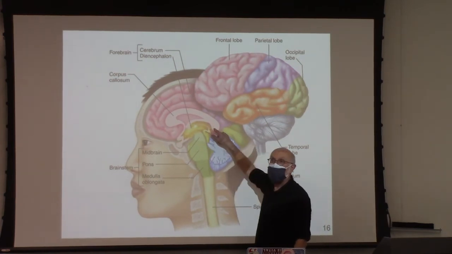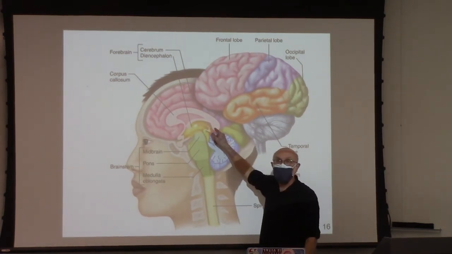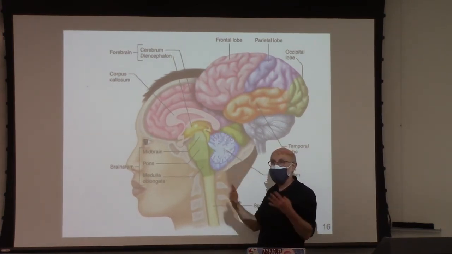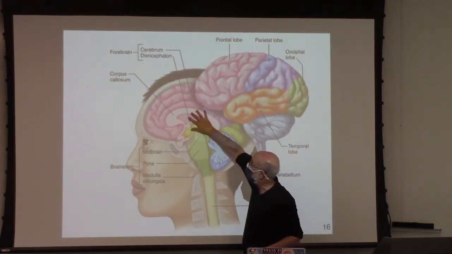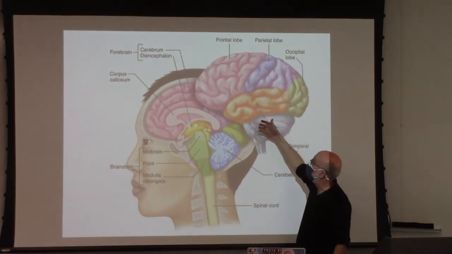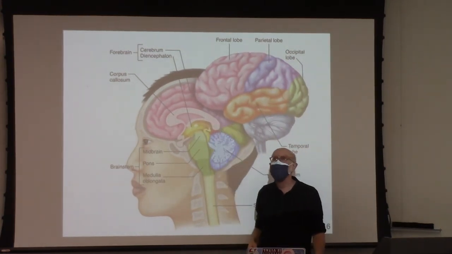A structure called the corpus callosum, which is white matter that connects the two hemispheres. So this is the right hemisphere of this person. This is his left hemisphere. The corpus callosum connects those two hemispheres.